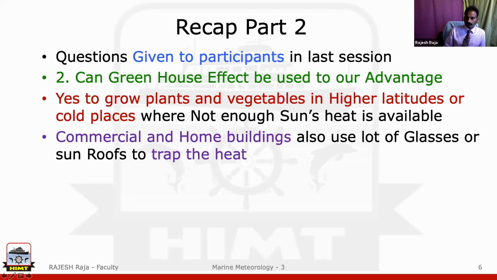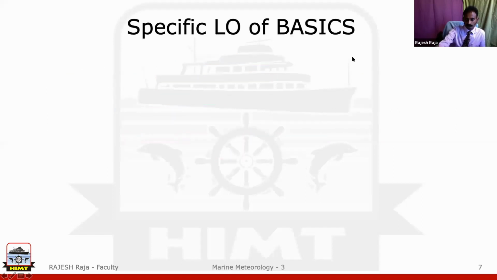You might be seeing on your roofs that there'll be a small piece of it made up of glass so that the light comes in. You can trap the heat and still use it. So greenhouse phenomena can be used for your advantage. So yes, it is possible.